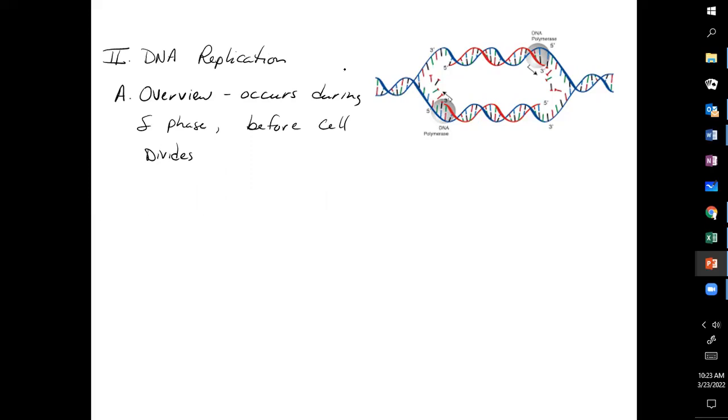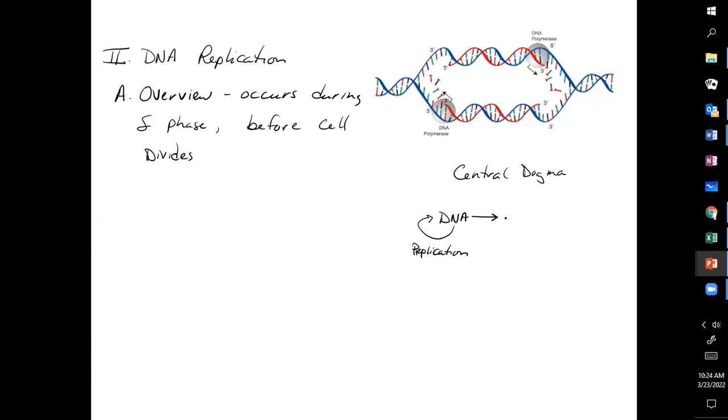And, you know, if we think about the central dogma of molecular biology, of genetics, DNA is the starting point, right? It's the recipe. So DNA serves as a template to make new copies of itself, and that's replication. And that's what we're going to talk about here.